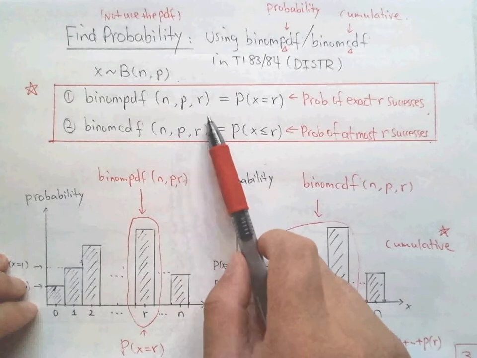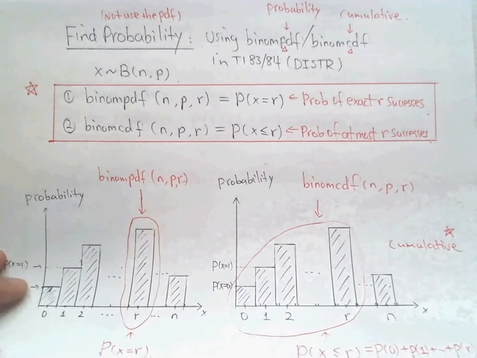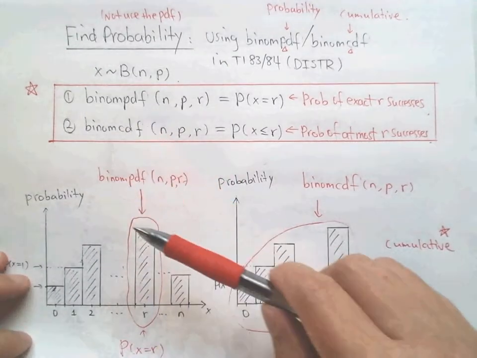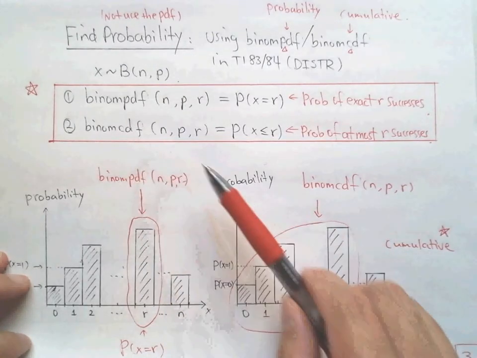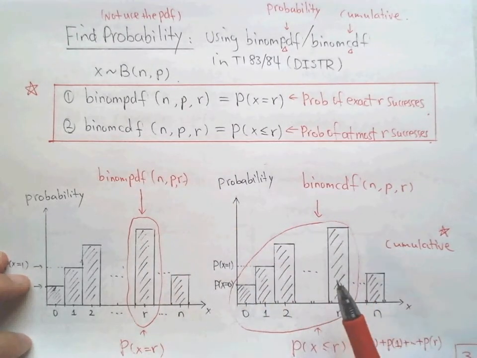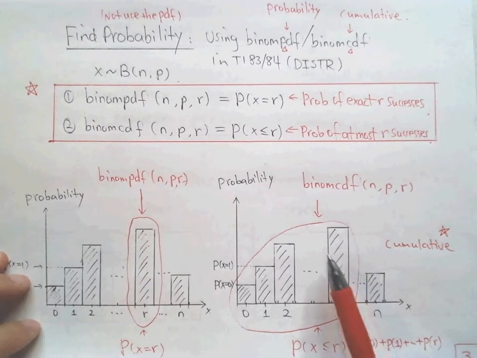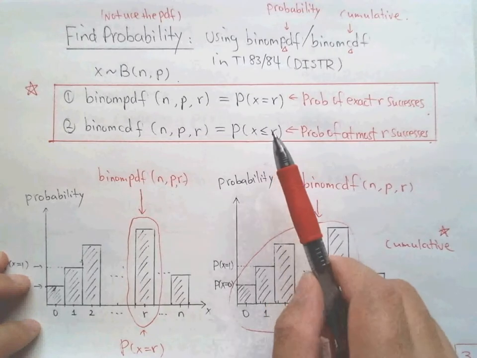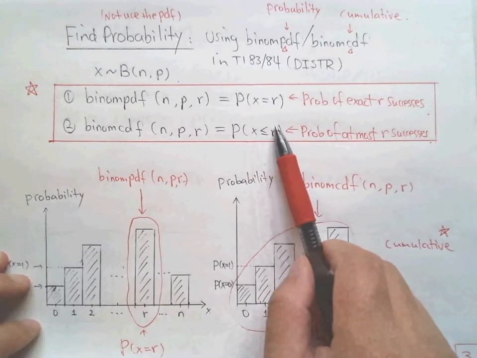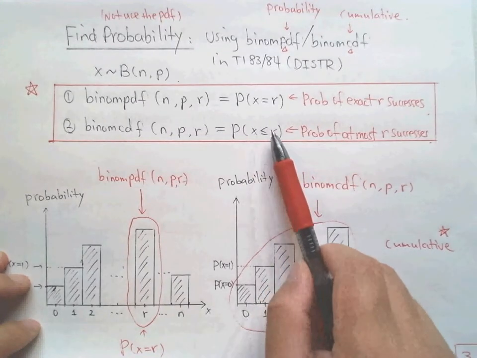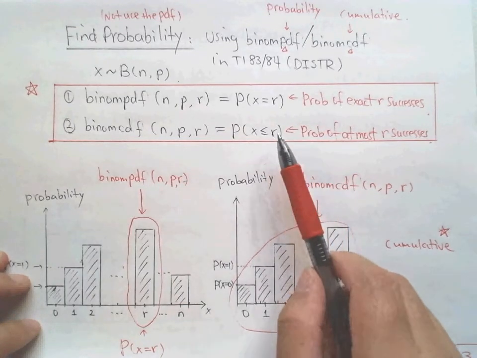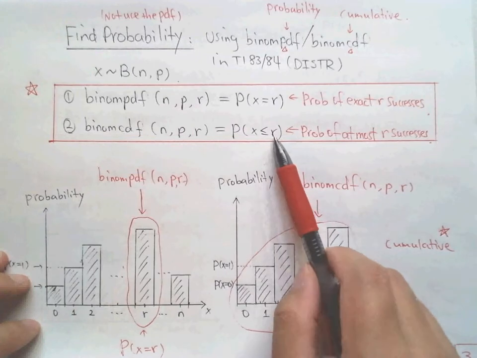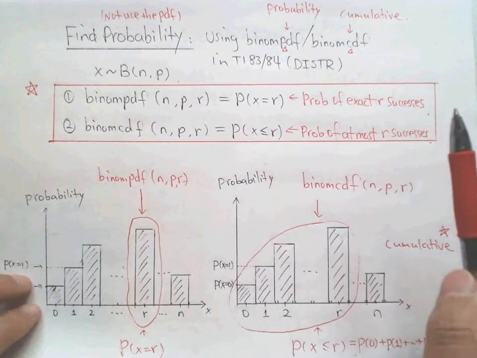Okay, that's very important for these two, because we all have these two functions. PDF is a single or exact success, a single bar. Binomial CDF is the cumulative, add all the bars to the left. But remember, include this bar. Why include this bar? Because it's less than or equal to. You can imagine if I say X is less than R times, then the success time is less than R, so it's not at the most R. It's different.